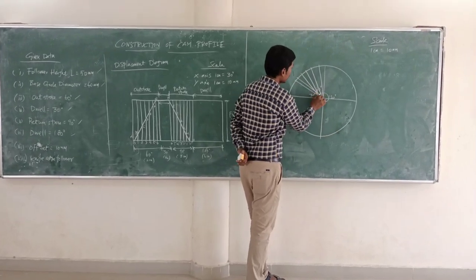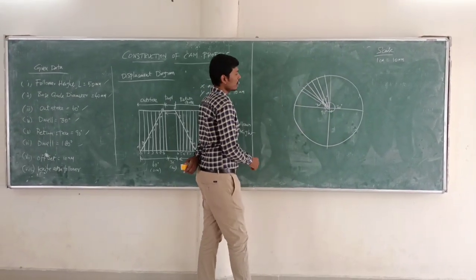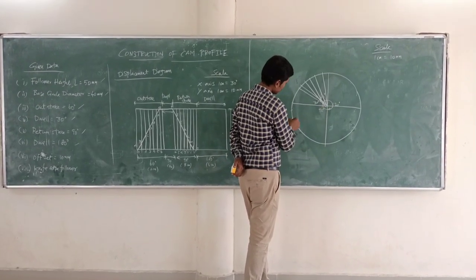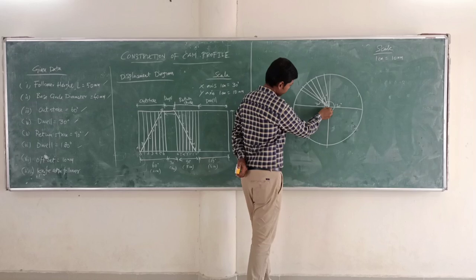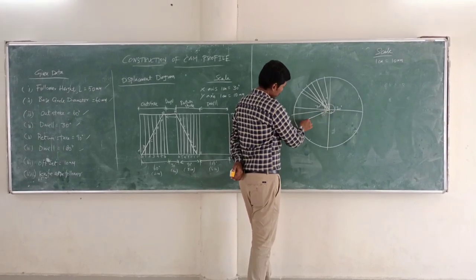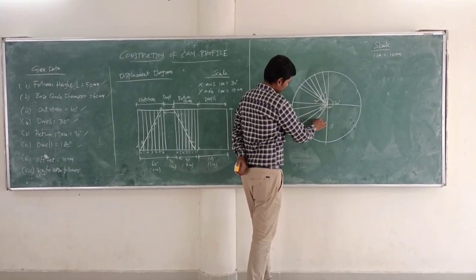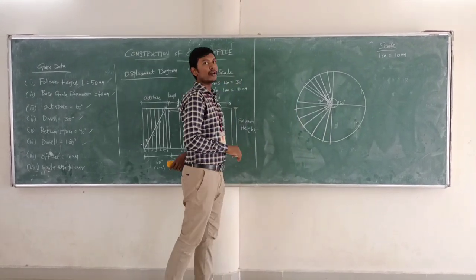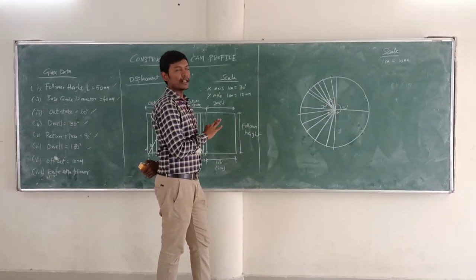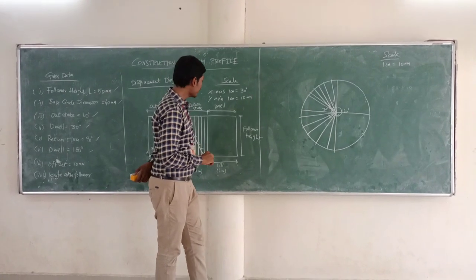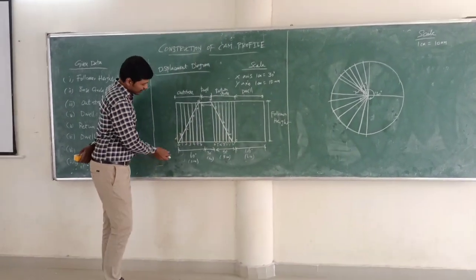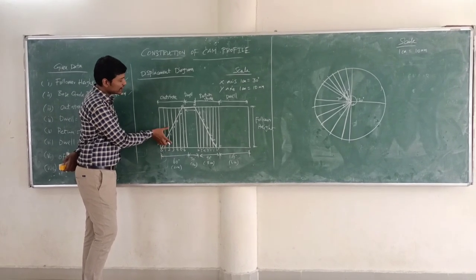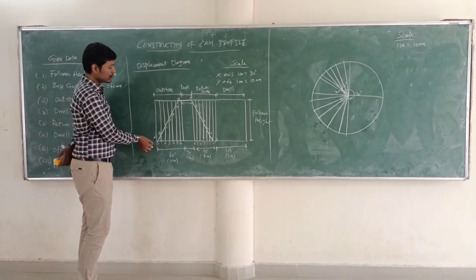Then after completing portion 1, we move to portion 3. So portions 2 and 4 will be the idle stroke. So after dividing portions 1 and 3 into 6 even parts, we need to mark the data from the displacement diagram. So we need to measure the basic data such as 0, A plus 1, B, 2C. These are the distances. We need to measure the distance from the displacement diagram.